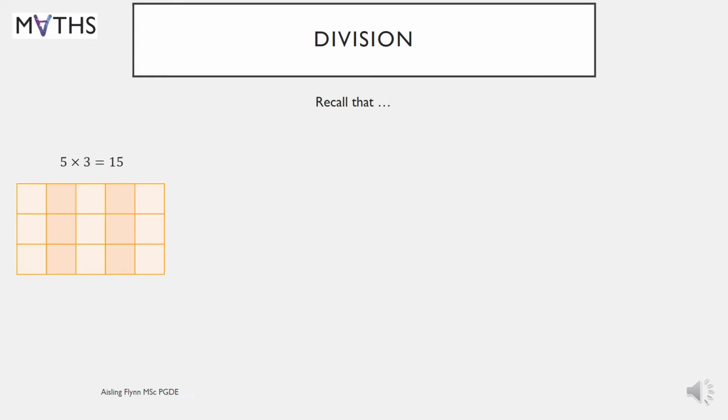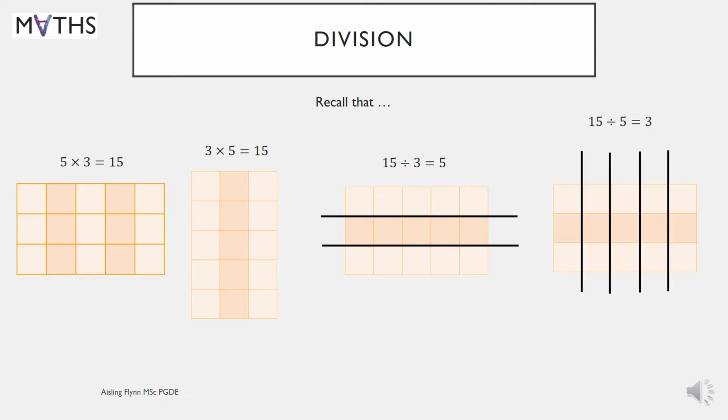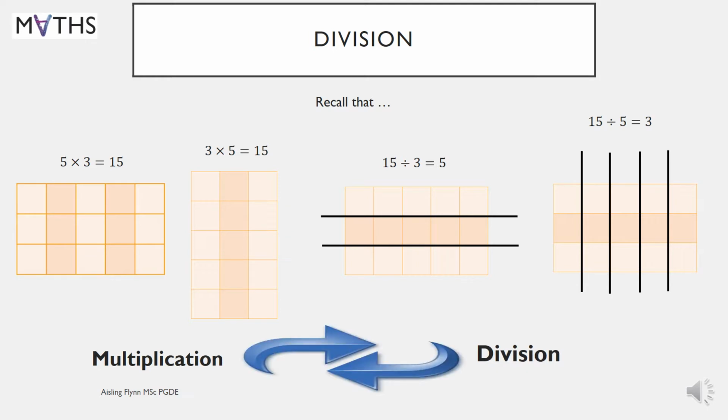Recall that 5 multiplied by 3 was 15, and also 3 multiplied by 5 was 15. And what we've just done, 15 divided by 3 is 5, and 15 divided by 5 is 3. So on the left, we have multiplication, where you add groups of equal number and get a larger total. On the right is when you take the larger amount and divide it into equal groups. It's division. And can you see that really they are the reverse of each other, going forwards and backwards?